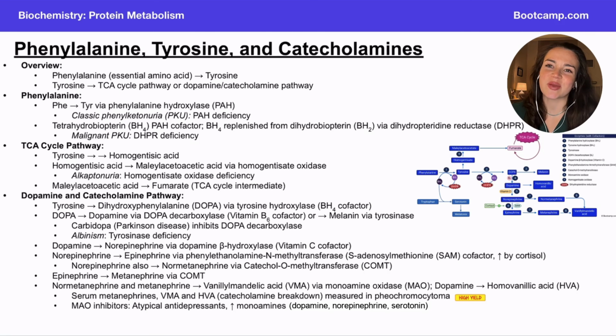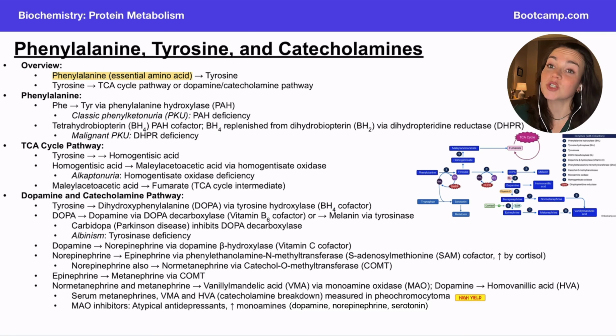Hi everyone, my name is Paige and thank you so much for joining me for our lesson on phenylalanine, tyrosine, and catecholamines. In this lesson, we're going to be talking about the breakdown of phenylalanine, which is an essential amino acid. Phenylalanine gets metabolized into a ton of different products, and the whole tree of the breakdown products of phenylalanine is especially high yield for the Step 1 exam.